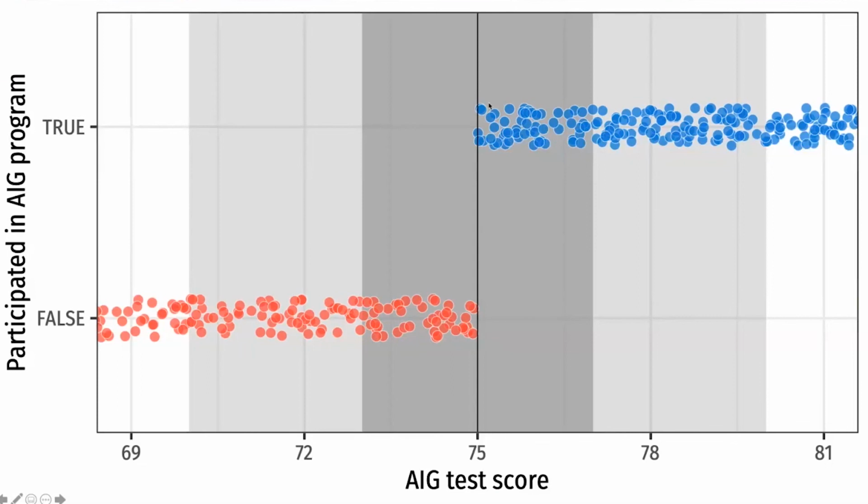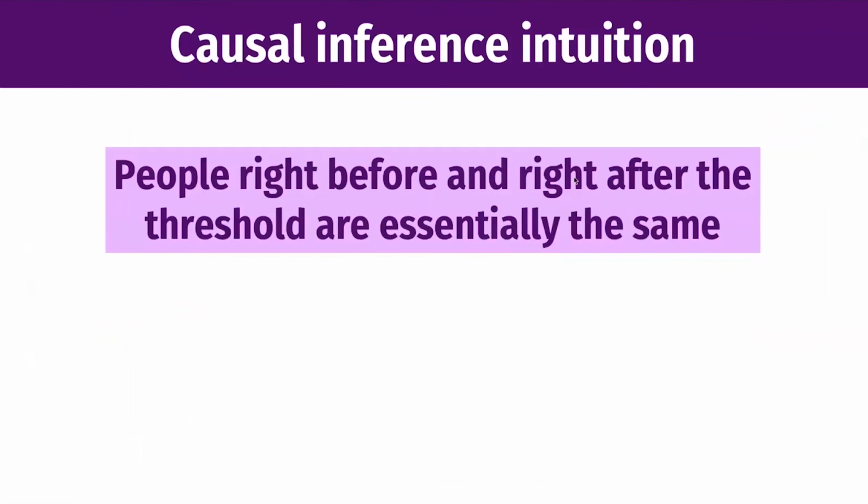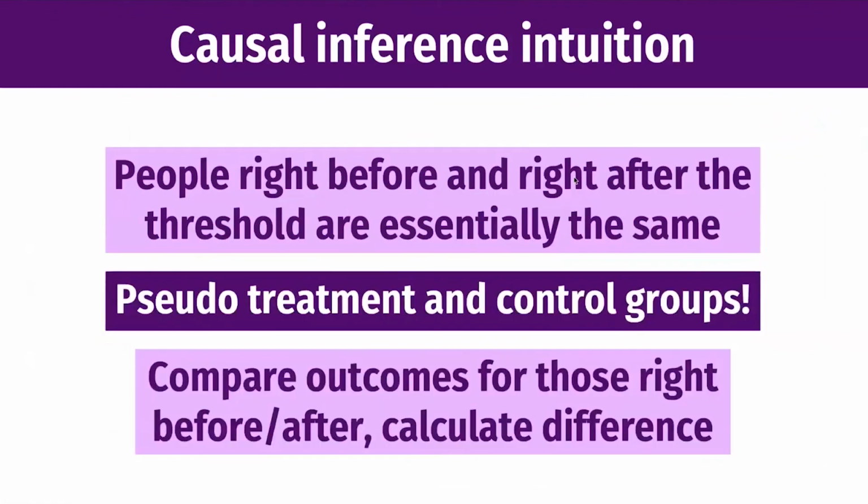And so what you can essentially do is say, here's our treatment group, here's our control group, there's our fake randomized control trial, figure out the difference between those, because they're basically the same people. And that's how regression discontinuity works. That's the basic intuition behind it. So if we look right here, we have pseudo treatment and control groups.